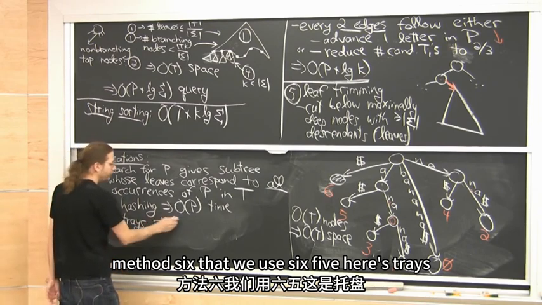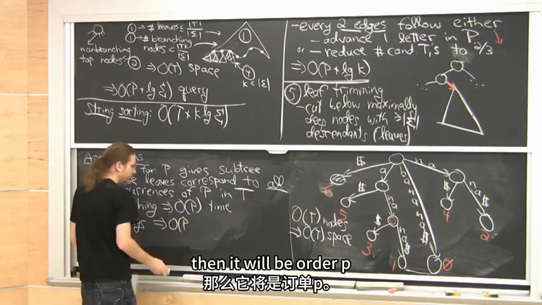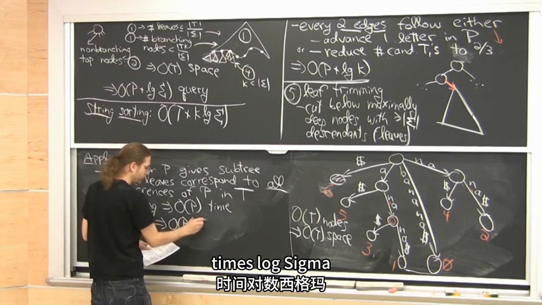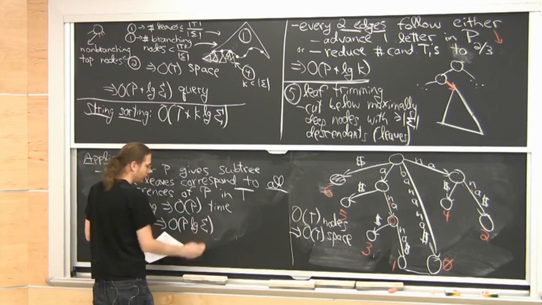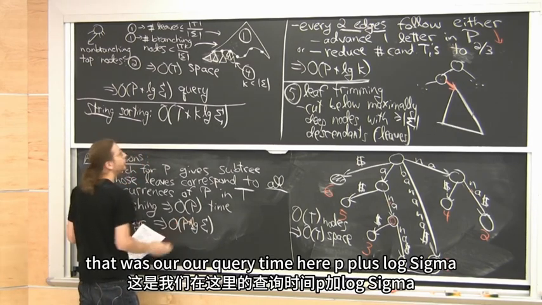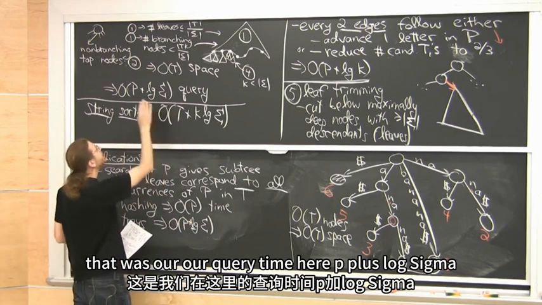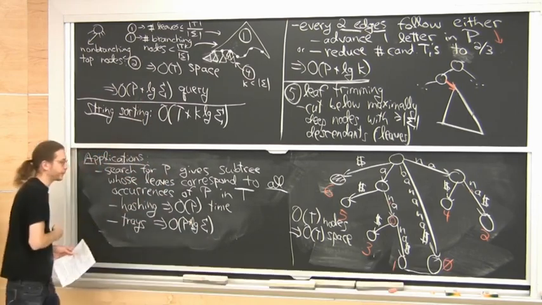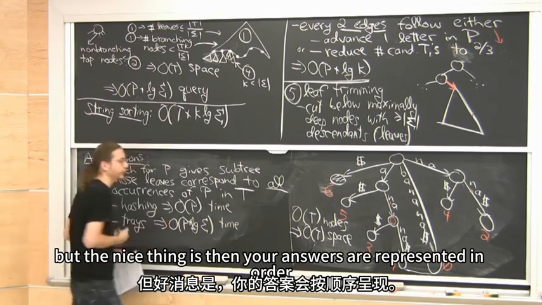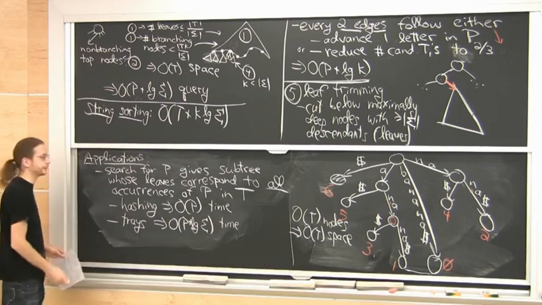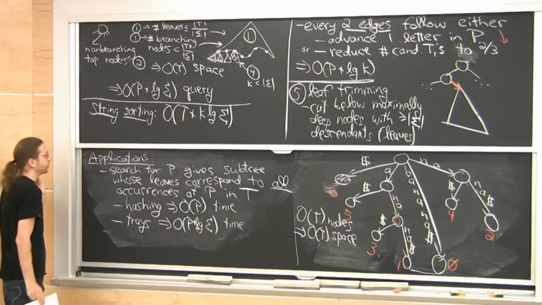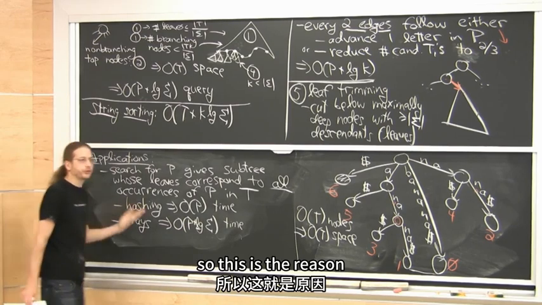If you use trays, then it will be order P plus log sigma, because we pay order P plus log sigma. That was our query time here, P plus log sigma. Okay, a small penalty to pay, but the nice thing is then your answers are represented in order. No permutation, no hashing, no randomization. Okay, so this is the reason suffix trees were invented.